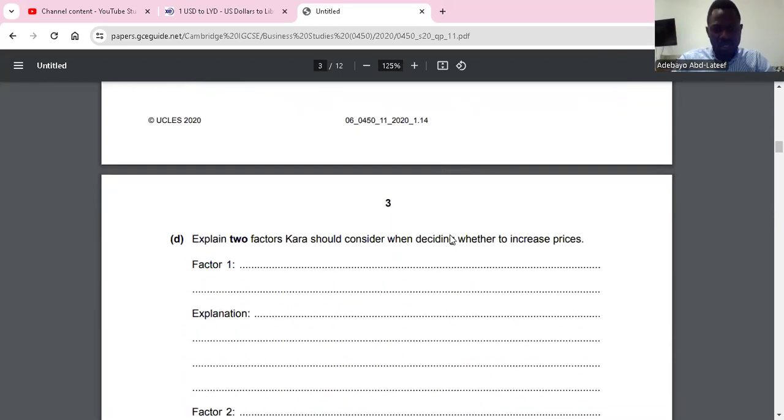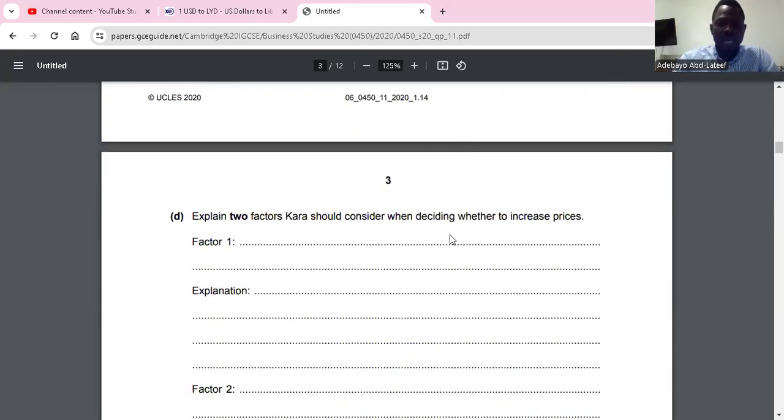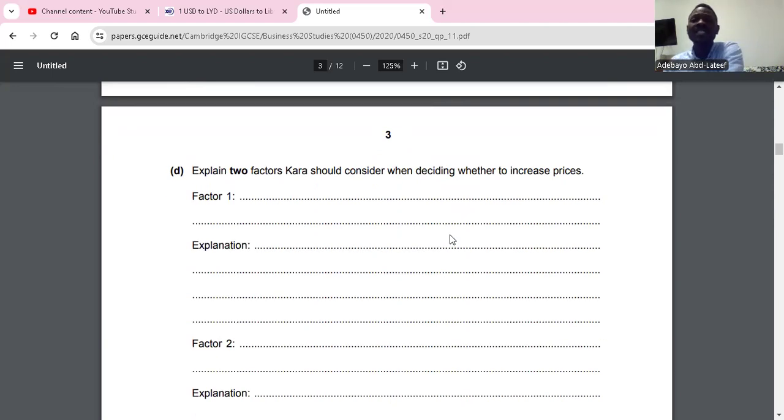So we go on to question D. Explain two factors Kara should consider when deciding whether to increase prices. First, what is the price? The price is the amount paid for a product or service, right? Okay. So factors which Kara might consider before making decisions regarding raising prices are as follows. One, price elasticity. And what is price elasticity? We're talking about the degree of responsiveness of the quantity demanded of the product as a result of a change in price. So Kara should understand if the PED of its product is price elastic or inelastic.